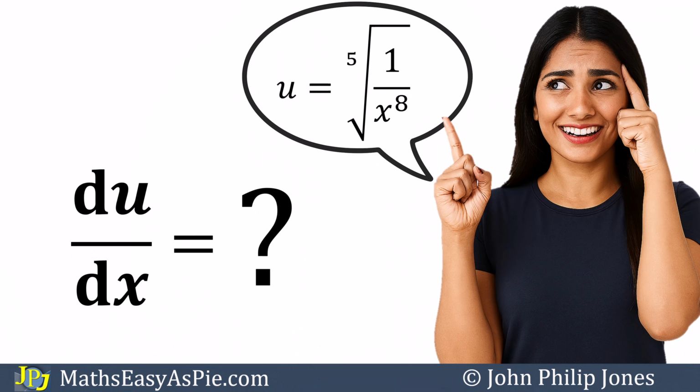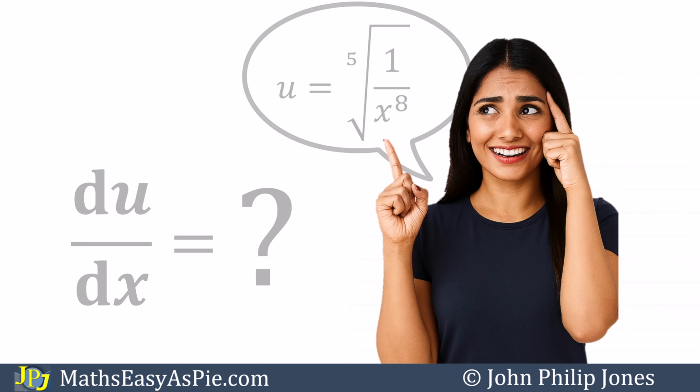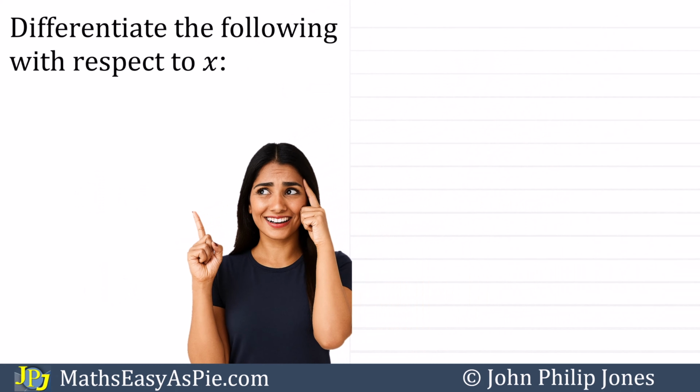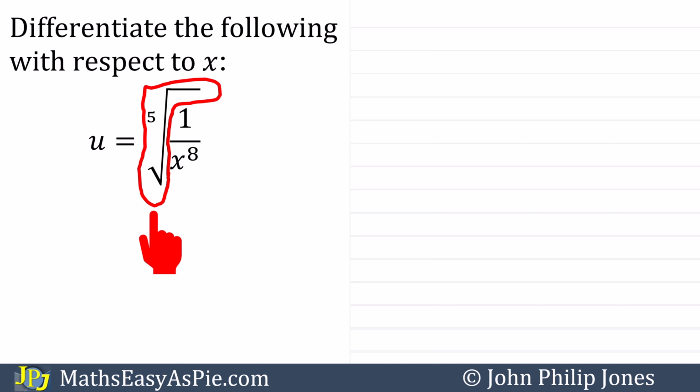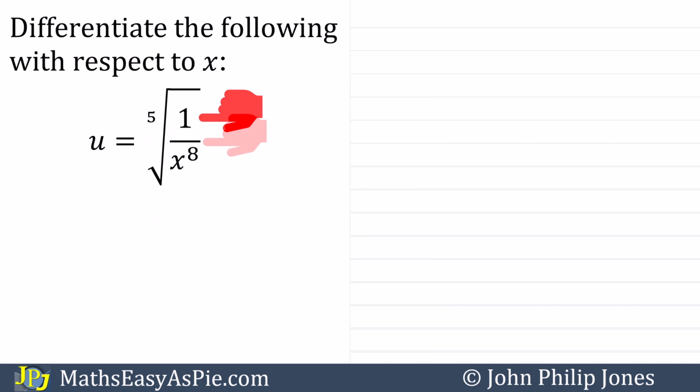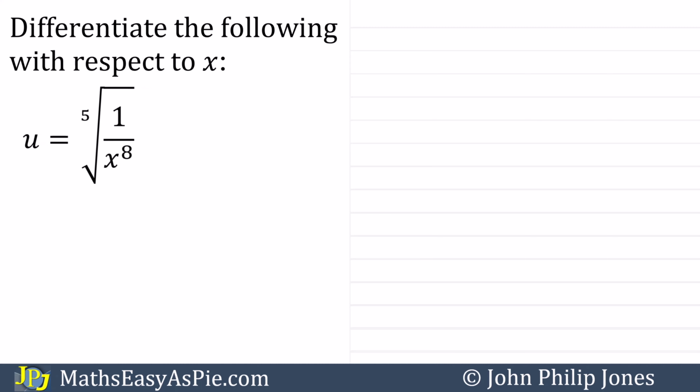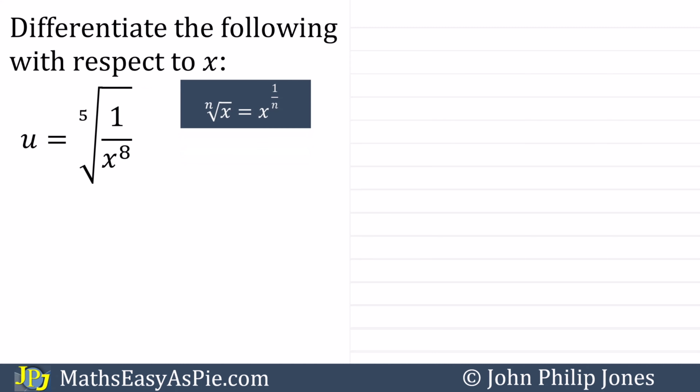Let's consider this problem here. We're being asked to differentiate the following with respect to x. And we can see we have u equals the fifth root of 1 divided by x, where x is raised to the power 8. Let's move this to one side, and now let me remind you of the following rule.